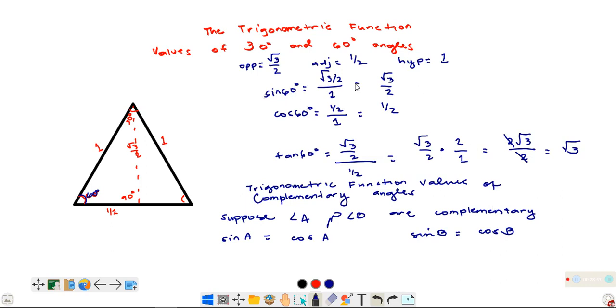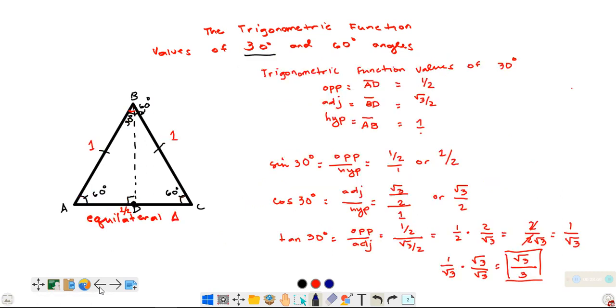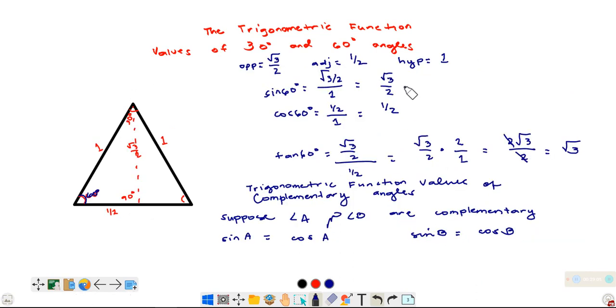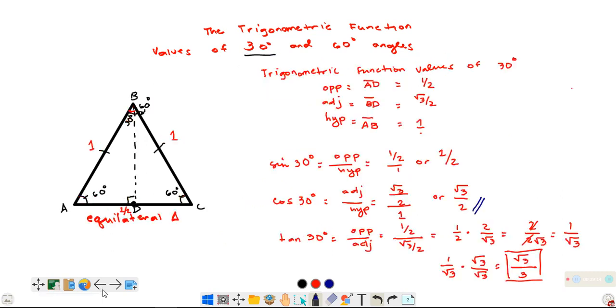So, let's go back to 60 and 30 from earlier. Sine 60 is square root of 3 over 2. It should be equal to cosine 30. Let's go back to the earlier slide. Cosine 30. There. Cosine 30 is square root of 3 over 2. Sine 60 is square root of 3 over 2. Now, cosine 60 is 1/2. It should be equal to sine 30. Sine 30 is also 1/2. Okay? So, I hope that was clear.